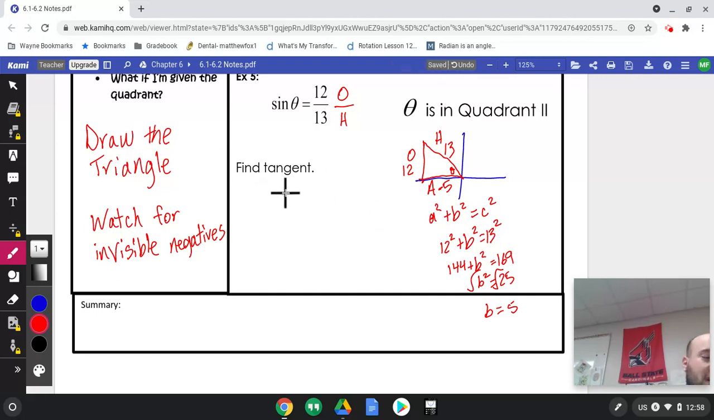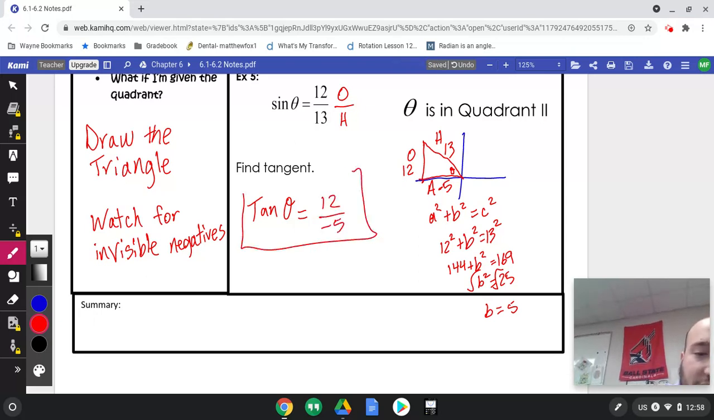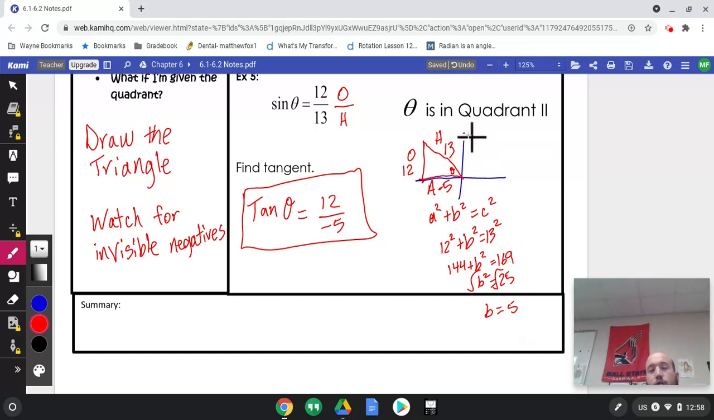Now when we find our tangent, we want to put the tangent of theta, just like before, it's TOA, so opposite over adjacent. So we get 12 over negative 5, and we are done. Don't forget your negatives, be careful. The reason we need to worry about those is soon we're going to learn about something called our unit circle, and everything is kind of oriented in the same way around the origin.